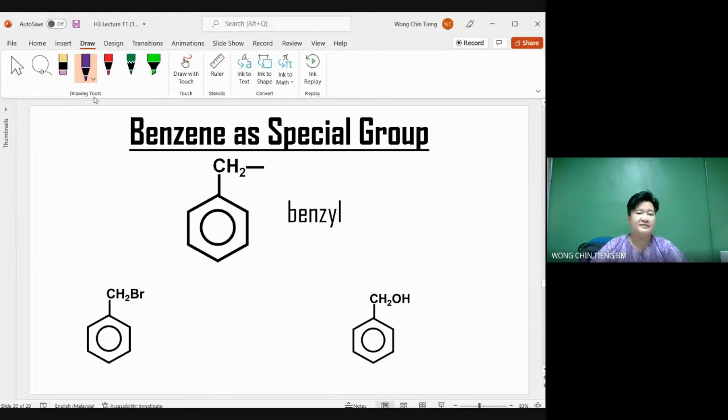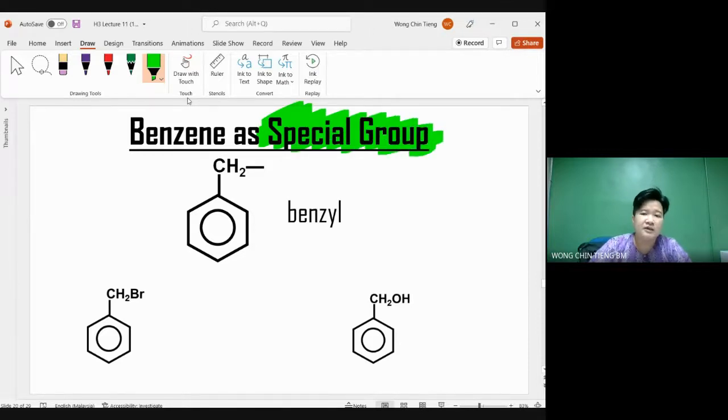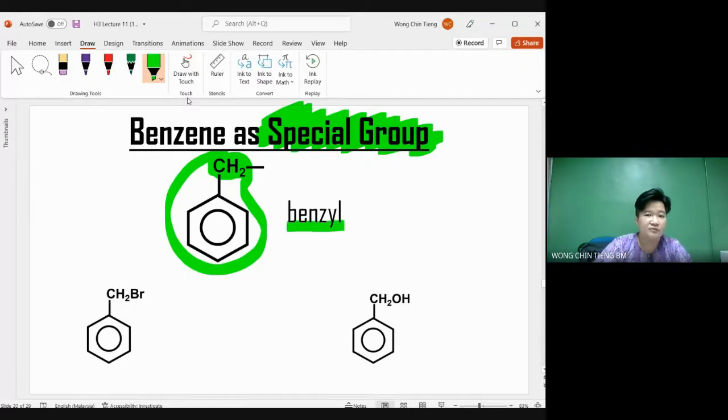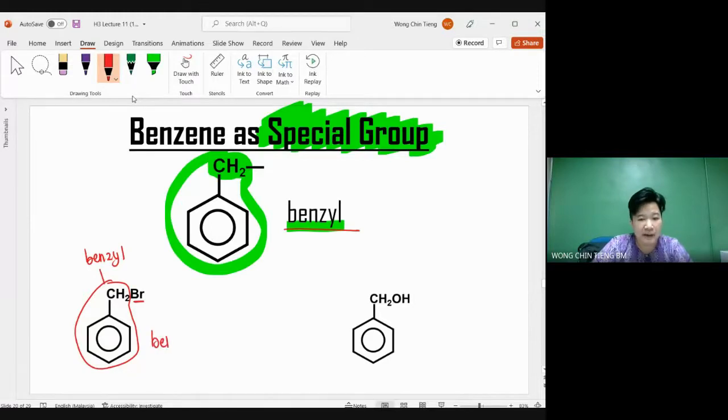Last but not least. Last naming of benzene. Kita ada one last special group. Bukan special name tau. Special group. Special group is when you have your benzene directly bonded to a CH2. Benzene directly bonded to a CH2, we call it as a benzyl. So contoh that is my benzyl. Alright. So saya ada Br. So what do we call that? We call it benzyl bromide.